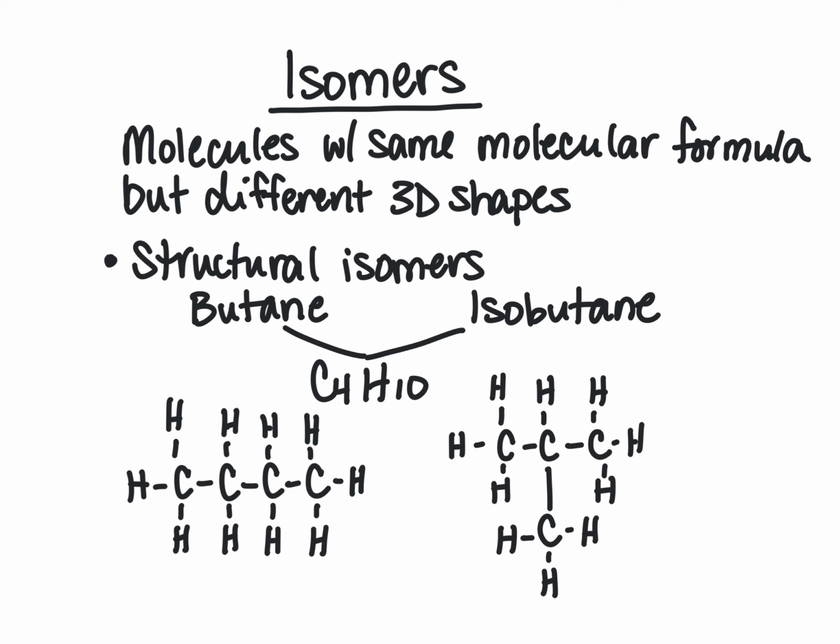As we learn more about biology and living organisms, we're going to learn that shape matters. The different shapes of these molecules, even though they have the same number of carbon atoms and the same number of hydrogen atoms, give them different functions. For example, butane is used as a fuel in cigarette lighters and torches, whereas isobutane is used as a refrigerant and a propellant in spray cans.